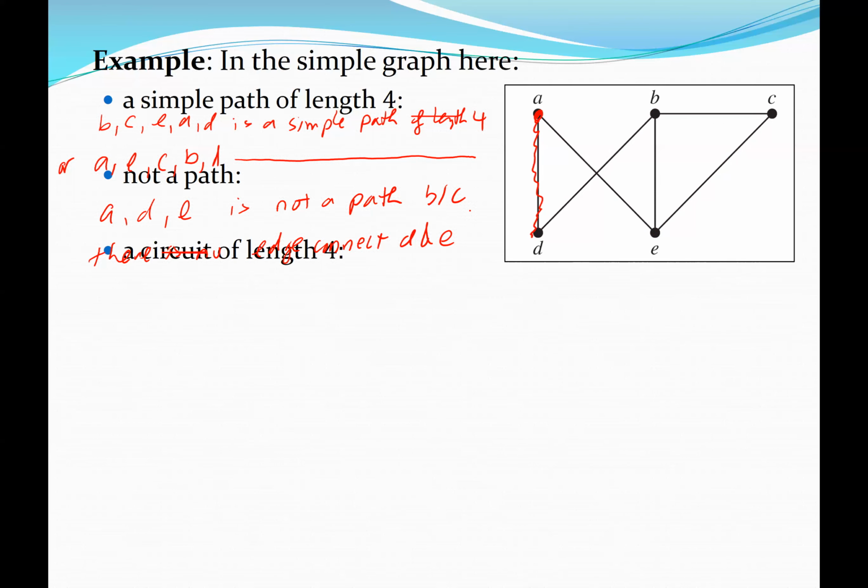Now we want to find a circuit of length 4. Remember, a circuit is when you start and end at the same vertex. So you need to find a circuit of length 4, where you can go out and then come back to the same vertex.